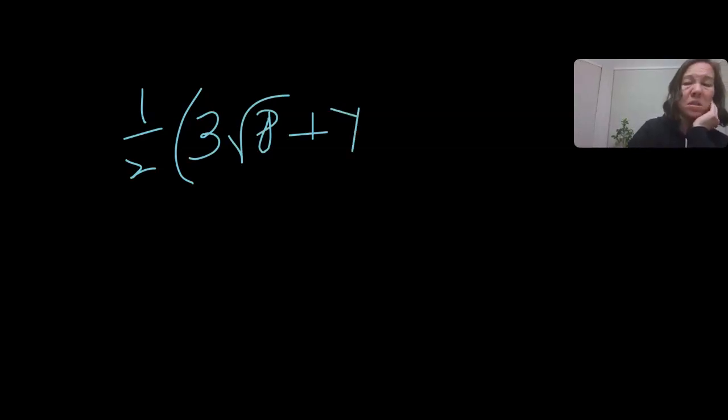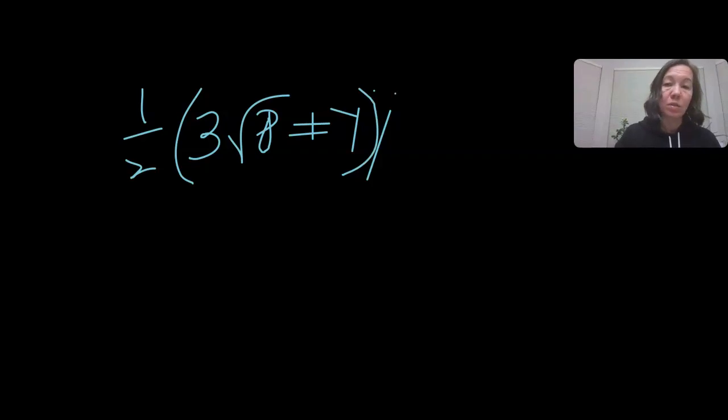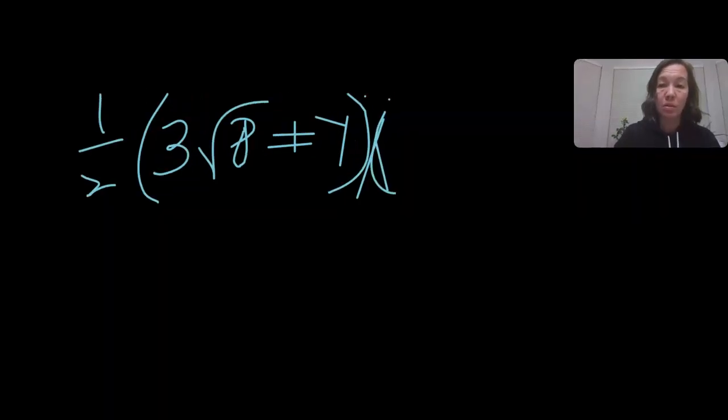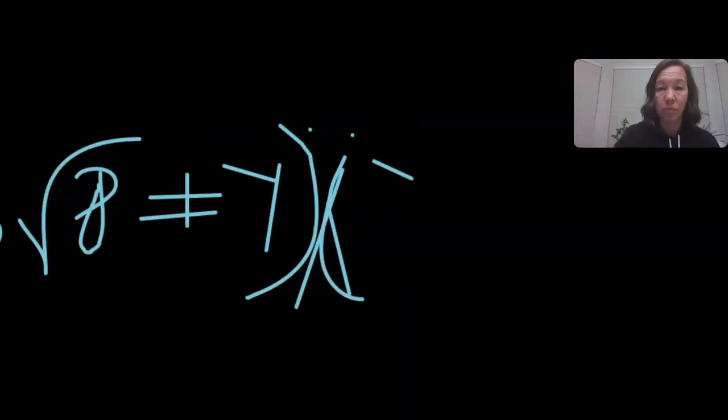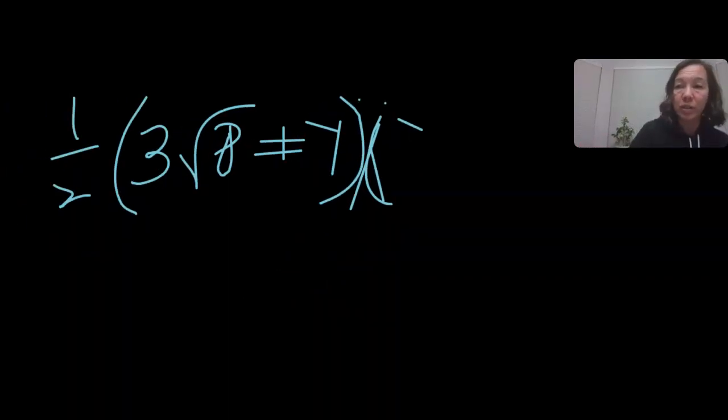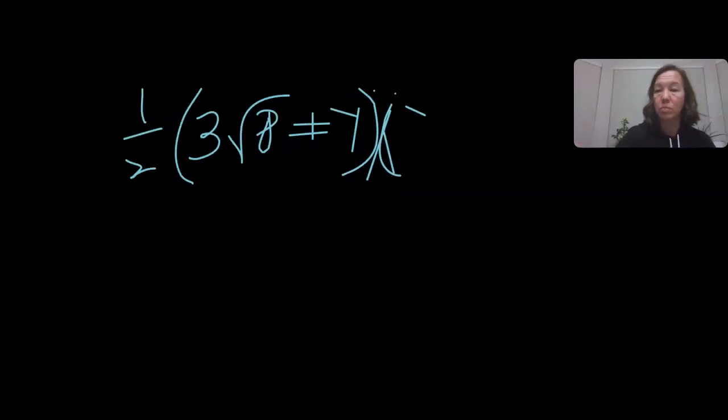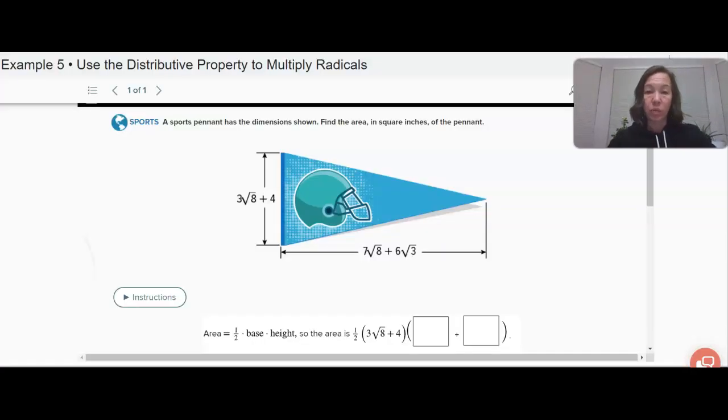Okay, so if we're working that out, half the base, which is 3 root 8 plus 4. Oh my goodness, you guys, I apologize. This is so frustrating when it doesn't want to work very nicely. Times 7. Okay, let's see if it'll work better over here. Maybe it'll work better over here. Okay, let's see what we got here.